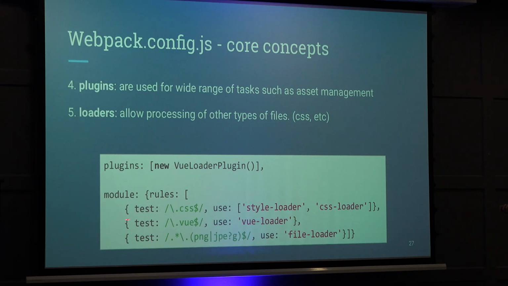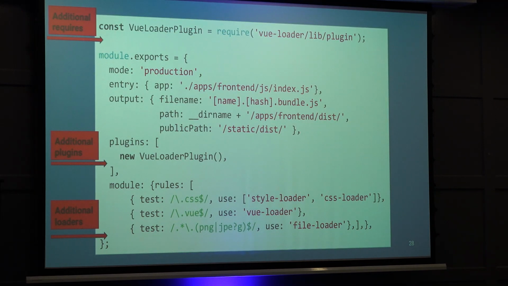So what we're saying here is if it's a CSS file, we're going to use a combination of style loader and CSS loader. If it's a Vue file, use the Vue loader. And if it's an image, a PNG or a JPEG, we're going to use the file loader for that. So putting it together, we just have our initial three, mode, entry, output, at the top. We have the plugins listed and the loaders listed. And any additional requires we can put in at the top. If we want to use more plugins, we slot them into the list. And then if we want to use different loaders, we can add them to our loaders list here at the bottom.